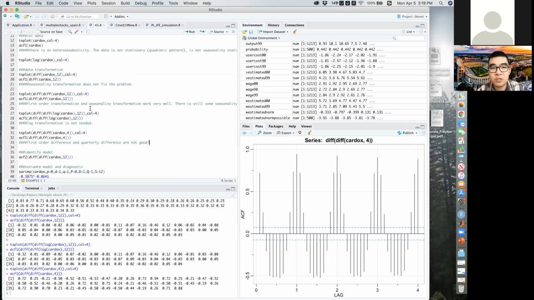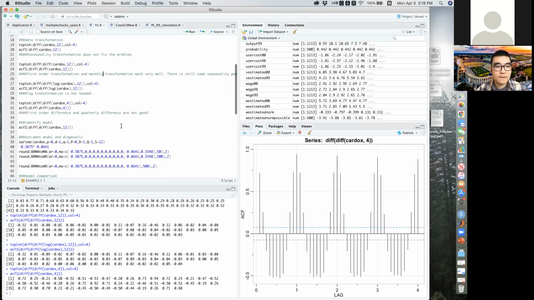We tried a bunch of data transformations, and it seems to me that the first order difference and the seasonal, let's say the monthly, difference transformation are the best. The ACF plot is the best, and we actually do not see any trend, any heteroscedasticity, any seasonality pattern in the raw data plot as well.